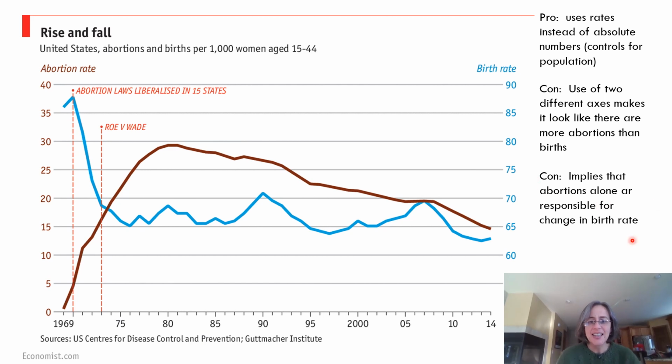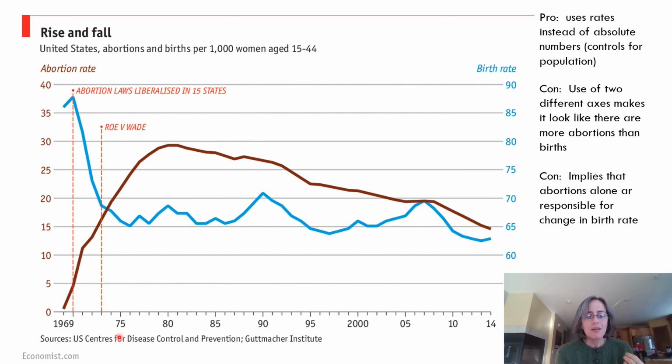Another con is that it gives the implication that abortions alone are the reason for the change in birth rate. There's a couple of problems with this. One is that over this time period here is when birth control first came on the market in the United States and then became legal for use throughout the United States. So birth control was first approved in 1960, but it was highly restricted. You could only use it if you were married and if your husband agreed that you could use it. And then over the course of the next 10 to 15 years, laws and things were changed so that anyone could access birth control.